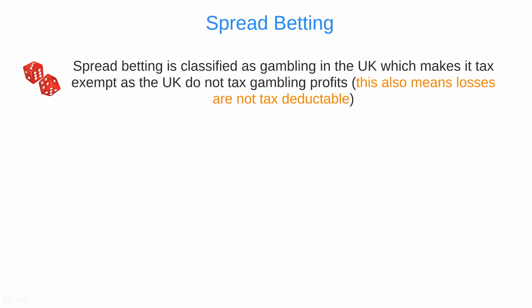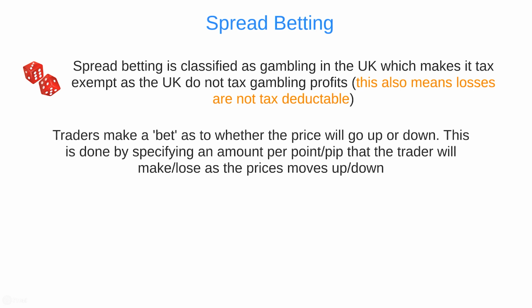Spread betting is a leveraged account type that is classified as gambling here in the UK. You may want to check the classification if you are based elsewhere. For example, in the US, a spread betting account would be illegal. This means that any profits made via this account are tax-free, as the UK does not tax any profits made from gambling. You enter positions on this account type by essentially making a bet as to whether the market you are trading is going to go up or down.